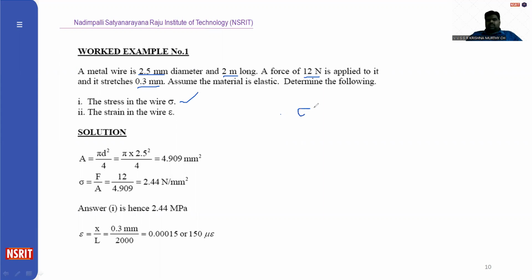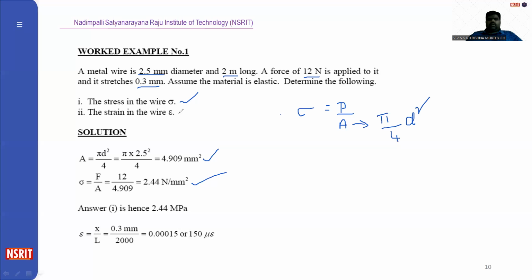We all know that stress is nothing but load by area. Here the load is given as 12 Newton. As it is a wire, the cross-sectional area will be pi by 4 d square. It is in mm, so I solved it in mm with d as 2.5. So the area is 4.9 mm square, and sigma is equal to F by A, that is 12 by 4.9. So the stress is 2.44 Newton per mm square.